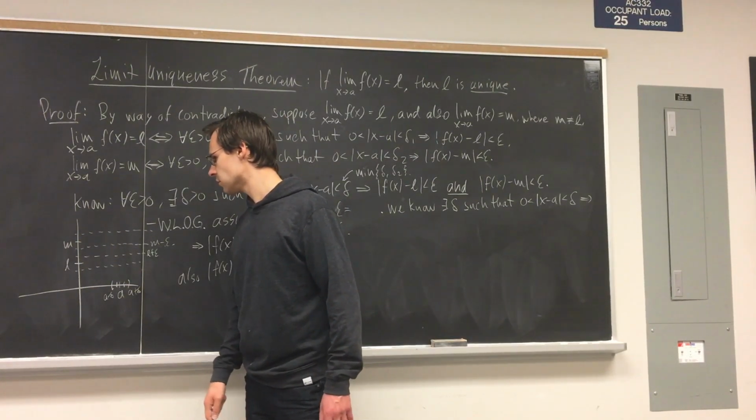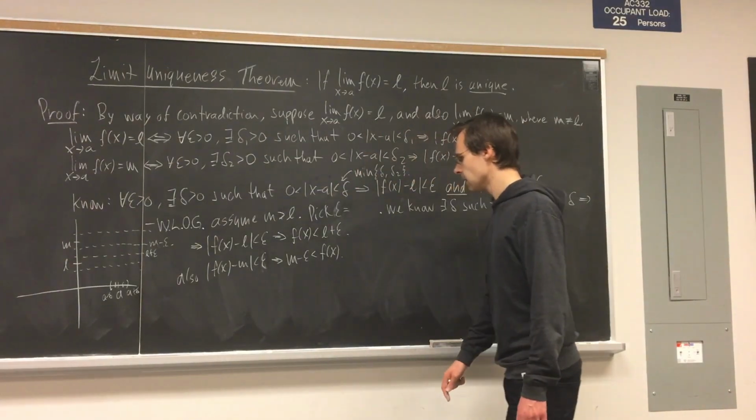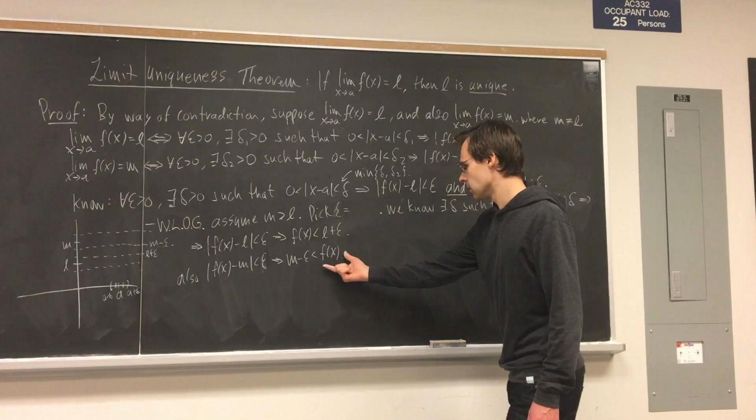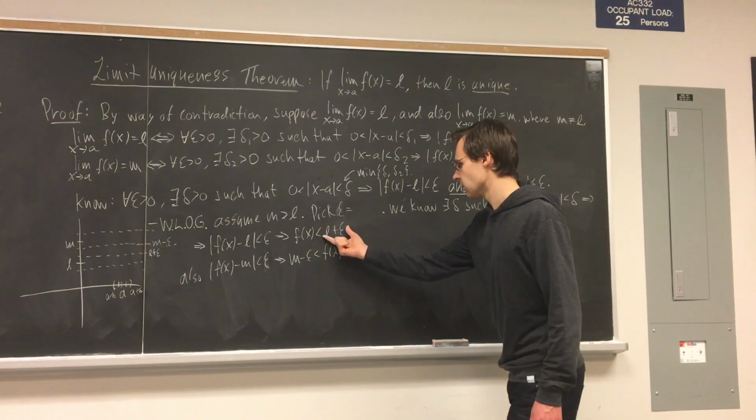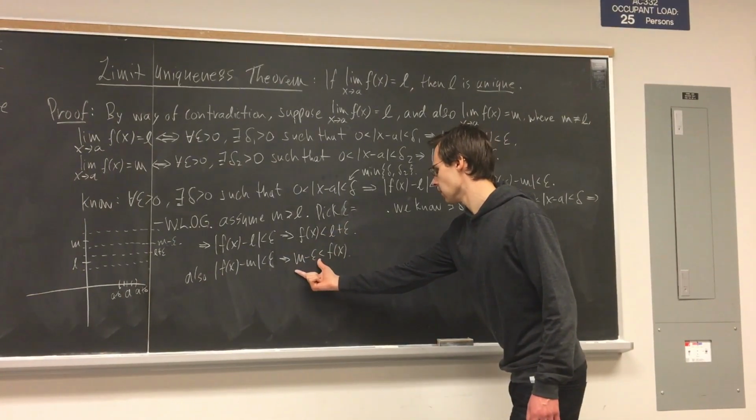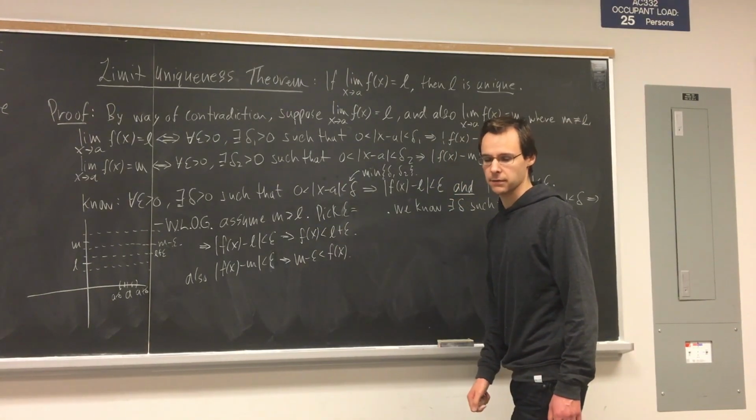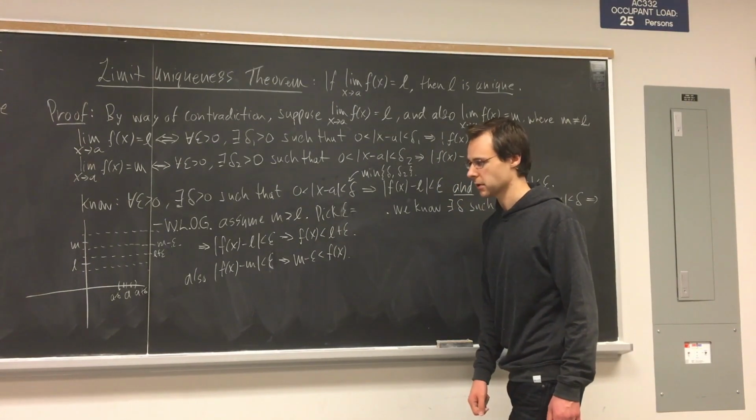So we know that if we choose that for our value of epsilon, then we'll get that the L plus epsilon is going to be less than the M minus epsilon. And by combining these two statements, we'll conclude that f of x is less than f of x, which will be the contradiction we're looking for.